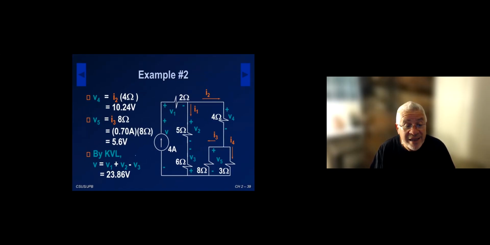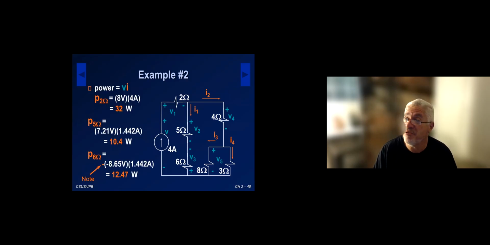And then, as I said, we do a KVL in this loop to get the voltage V, which is the voltage across the 4 amp source. I'll need that for power. We do that by using the voltages V1, V2, and V3 and get 23.86 volts. Now I'm ready to calculate power. So I'm actually going to calculate power using V times I, even for the resistors. The voltage times current is the most general power calculation, so I can do that.